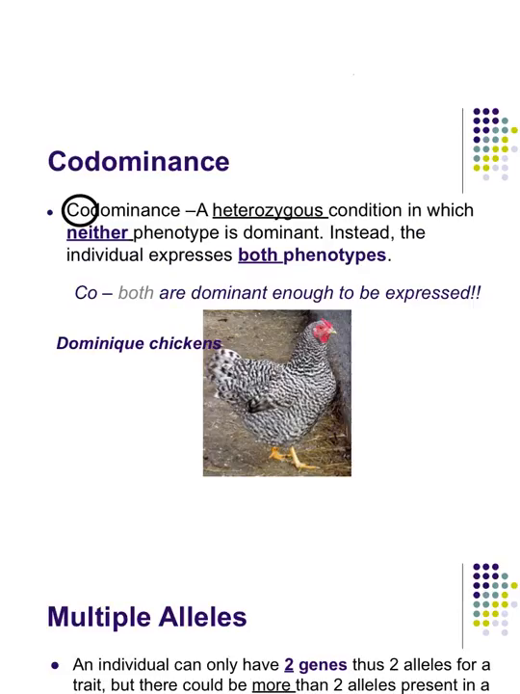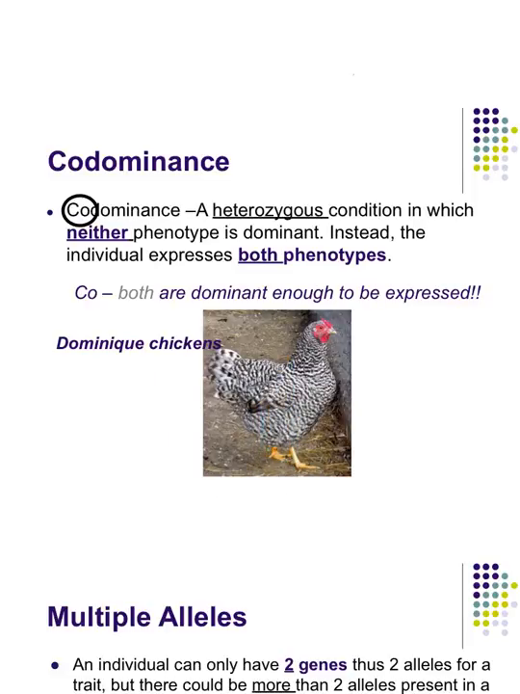So this is the second type of non-Mendelian inheritance pattern we're going to look at. This is known as codominance. Codominance is where, in the heterozygous form, neither phenotype will be dominant, but both will be present. So check out this chicken. This chicken has a Dominique pattern. That chicken is both black and white.